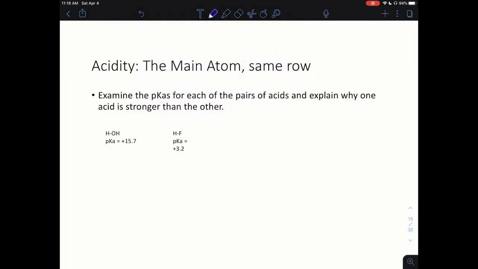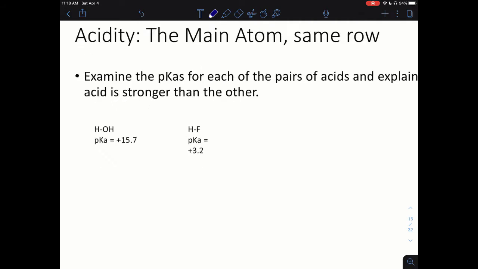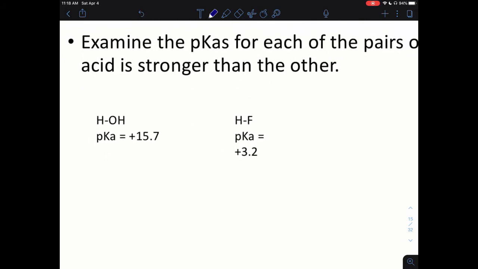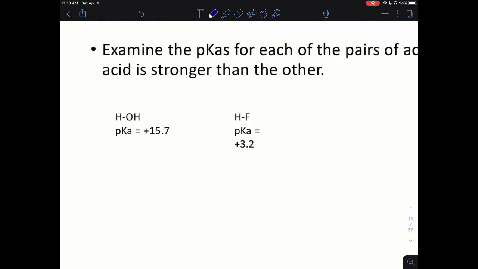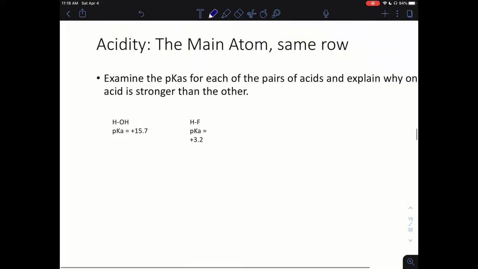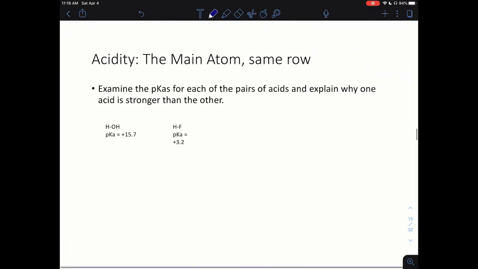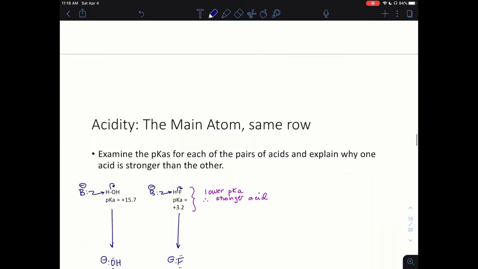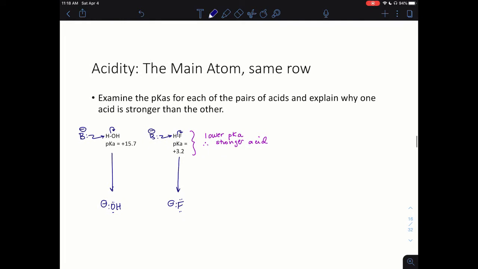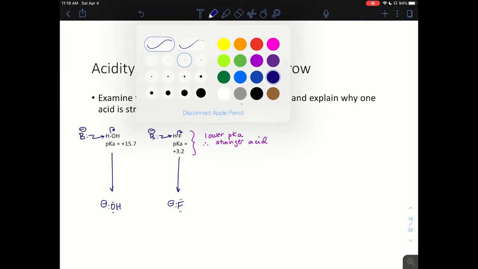Let's take a look now at this first set of data. I'll zoom in a little bit so you can see. So we have water versus hydrofluoric acid, and we can see hydrofluoric acid has a smaller pKa, and thus it is a stronger acid. So from the data, we already know that. Smaller pKa, stronger acid. But let's think about why. So I have a strong base deprotonating both of these acids, and I've drawn in their conjugate bases.